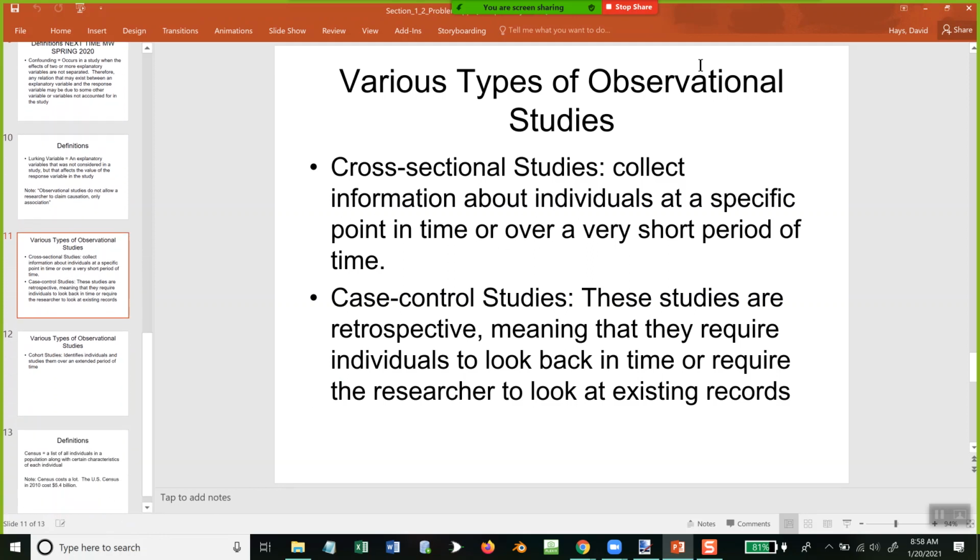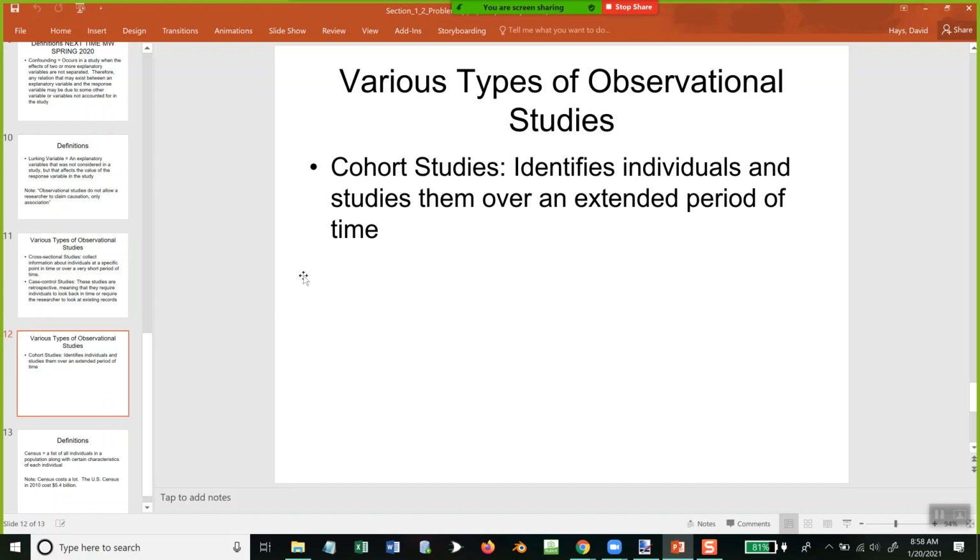Okay, various types of observational studies. We've got cross-sectional studies, which collect information about individuals at a specific point in time over a very short period of time. Case control studies are retrospective, meaning they require individuals to look back in time and require the researcher to look at existing records. People don't remember well, so these don't really tend to do well. Cohort studies identify individuals and study them over an extended period of time.